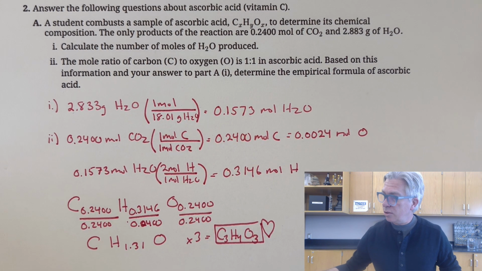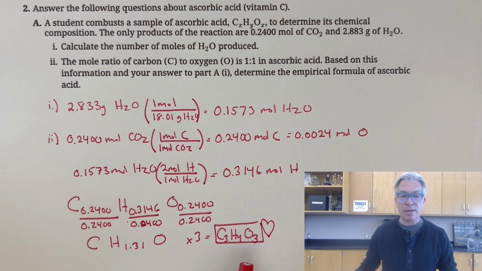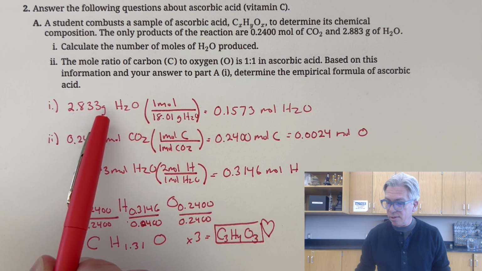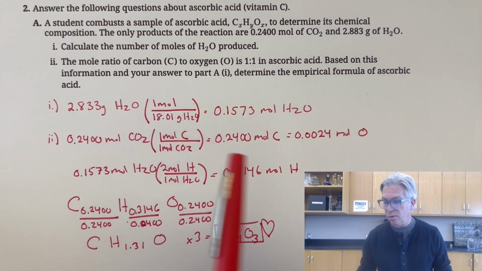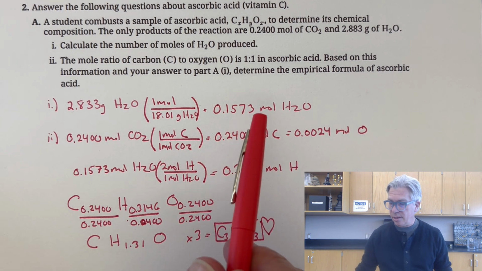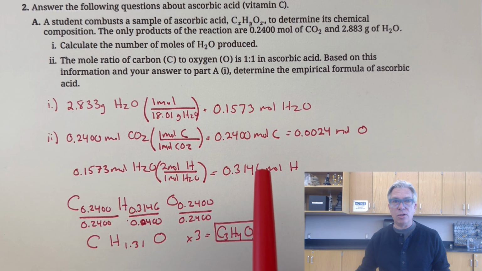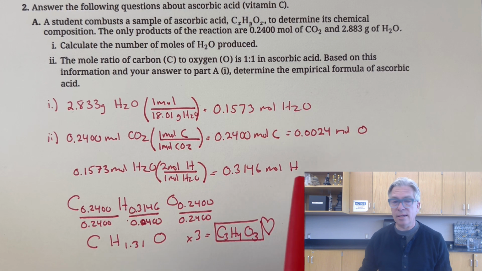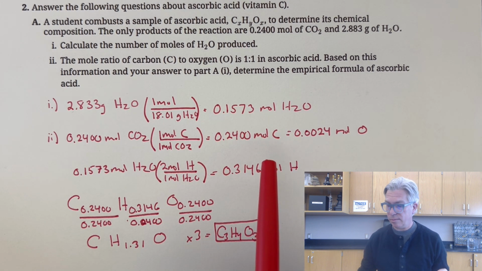All right. So you can see my final empirical formula down there, but let's see how we get there. First, in part 1, we're changing 2.833 grams of water into moles of water. So 1 mole over its molar mass, and you should get 0.1573 moles of water. Okay, great. Then, to do the empirical formula for a compound, what you need to do is to get moles of all the elements in the compound, and then reduce the ratio. Divide them all by the smallest one to get the whole number ratio that's in lowest terms.